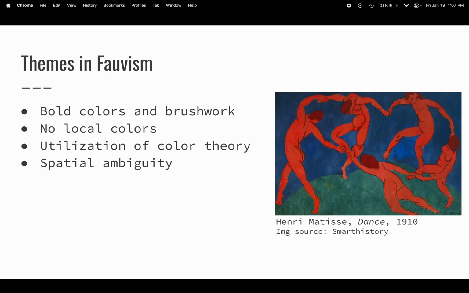That's art, baby. Utilization of color theory, like you can see in this image right here of Dance, probably Matisse's most famous and commercialized image, with the complementary red and green, and spatial ambiguity. That is, I would say, seen in almost all of the artworks I've viewed from this Fauvist movement.